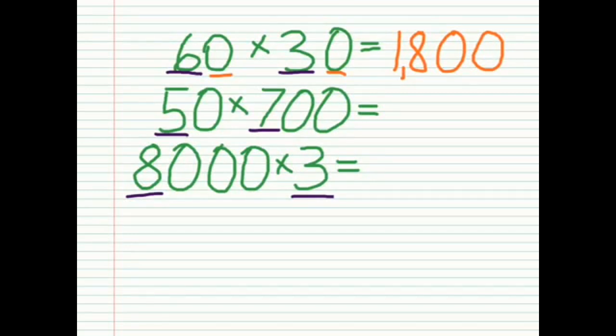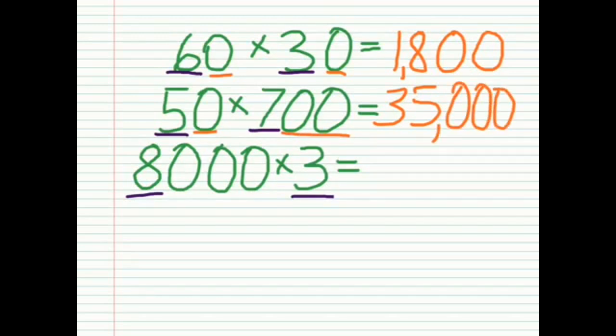50 times 700, first 5 times 7 gives me 35, and then I have 1, 2, 3 zeros to add there for 35,000. And down here, 8,000 times 3, first 8 times 3 is going to be 24. And I've got, again, 3 zeros total. So the answer is 24,000.